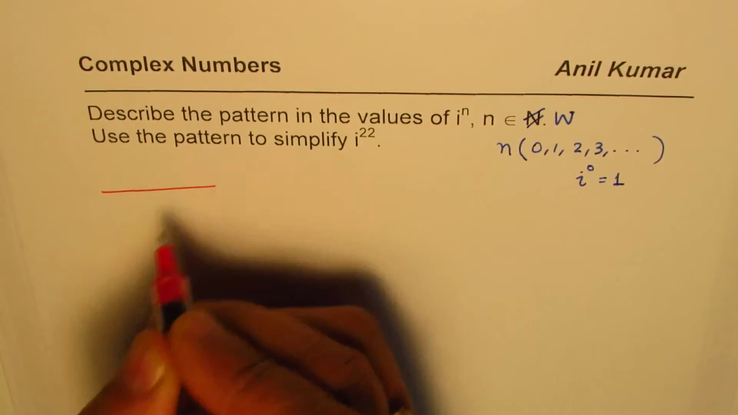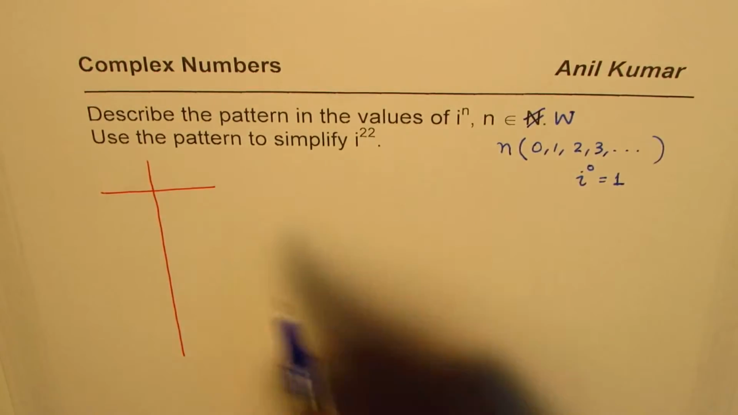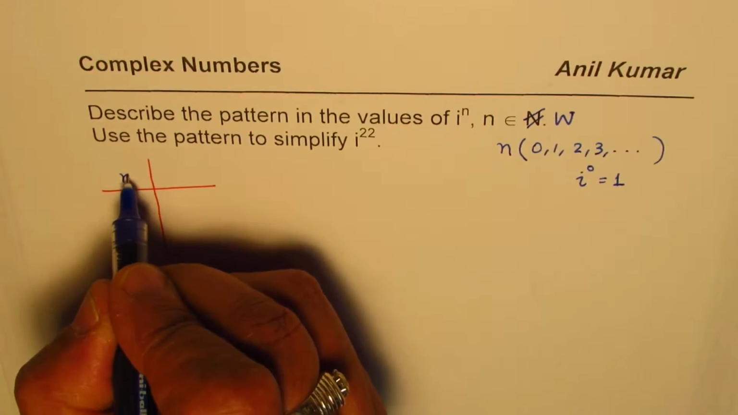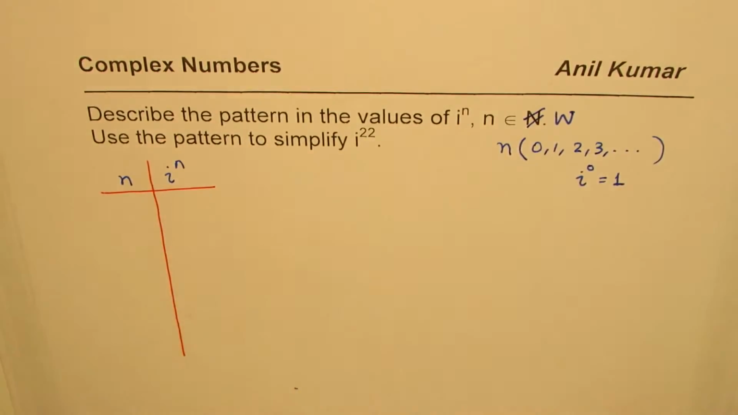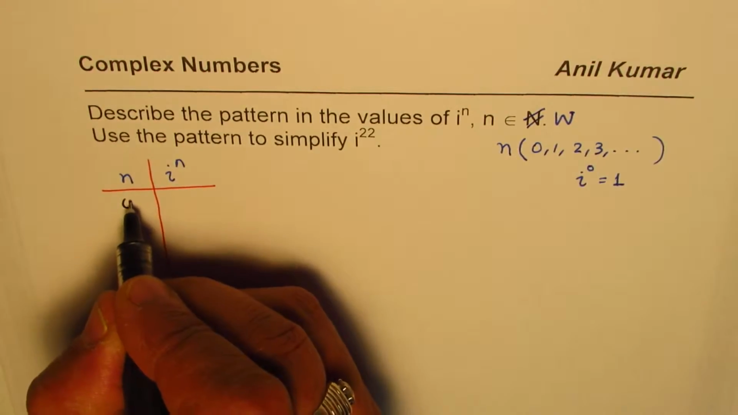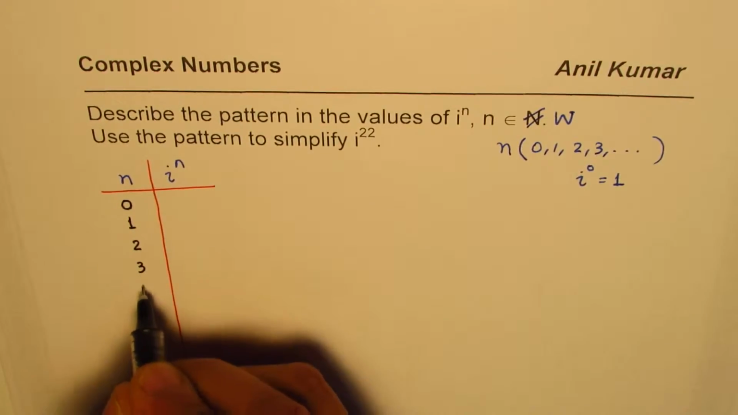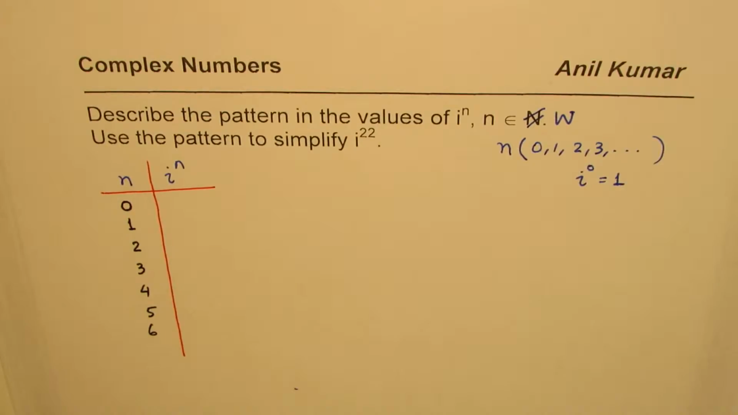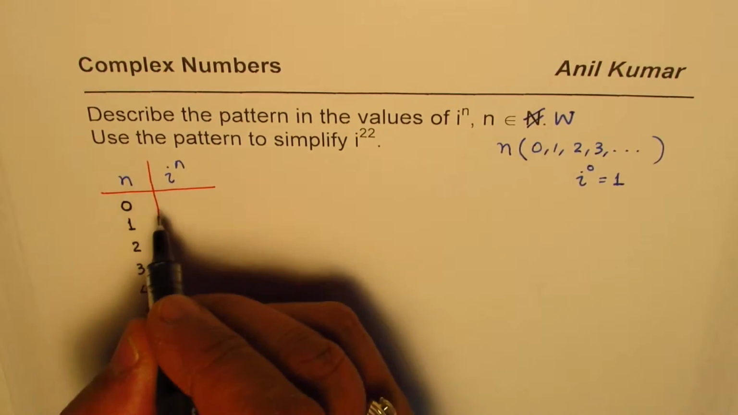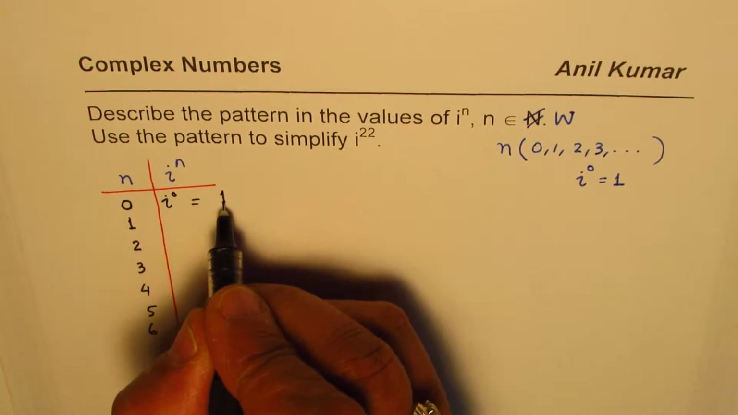The best thing is to make a table of values. So we'll write n here and i to the power of n. We just calculate. As I said, we'll begin with 0. So we'll write n as 0, and then we'll go to 1, 2, 3, 4, 5, 6 and so on. So if I have i to the power of 0, anything to the power of 0 is 1.